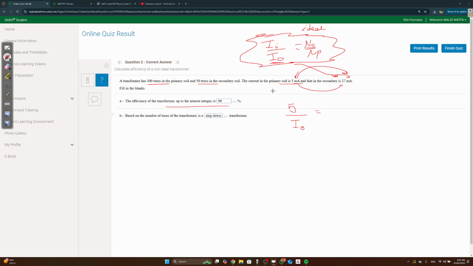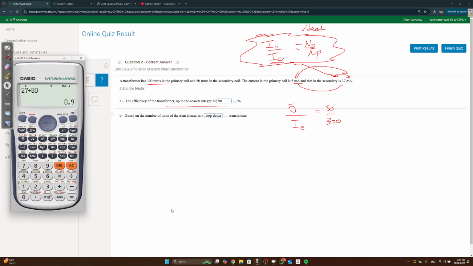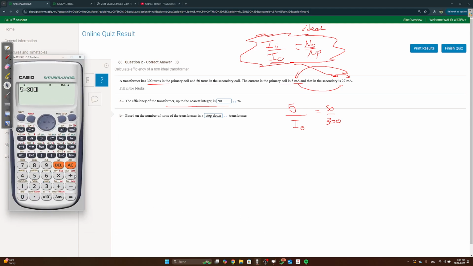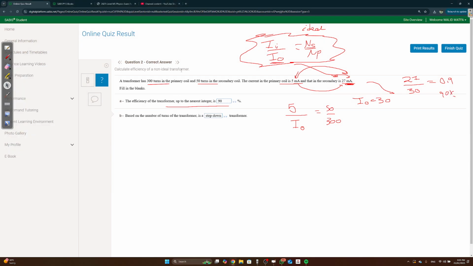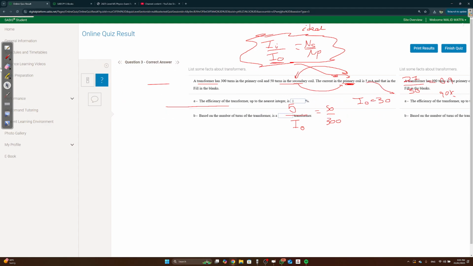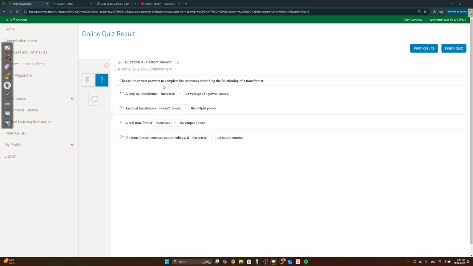I in over I out equals NS over NP, secondary coil 50 over 300. You're going to get 5 times 300 divided by 50, which is 30. So I out should be 30, but how much did it give me? 27. So how do you calculate the efficiency? You just do how much it gave you over how much it's supposed to give you, and you get 0.9, which is 90%. Very easy. Based on the number of turns, it is obviously step down because it has fewer turns in the secondary coil. I'm not going to spend too much time on that.